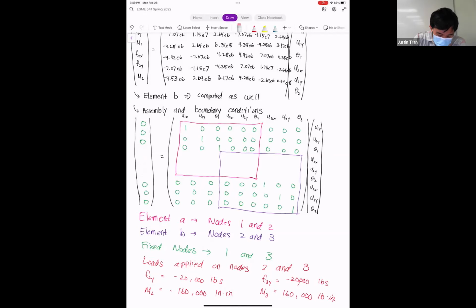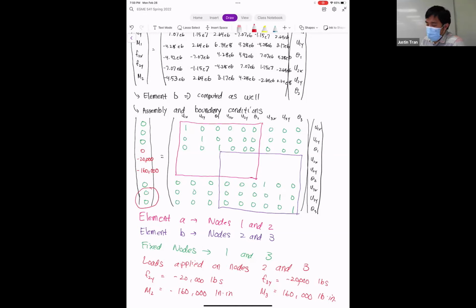All right, so let's go ahead and fill those in, and let's start with node 2. For node 2, we had no F2x, and so F2x is going to be 0. F2y, we can go ahead and fill that in, is minus 20,000. And then M2 was a minus 160,000. Okay, so all that's good, and that's all that we've done before. So now what do we do about these guys?